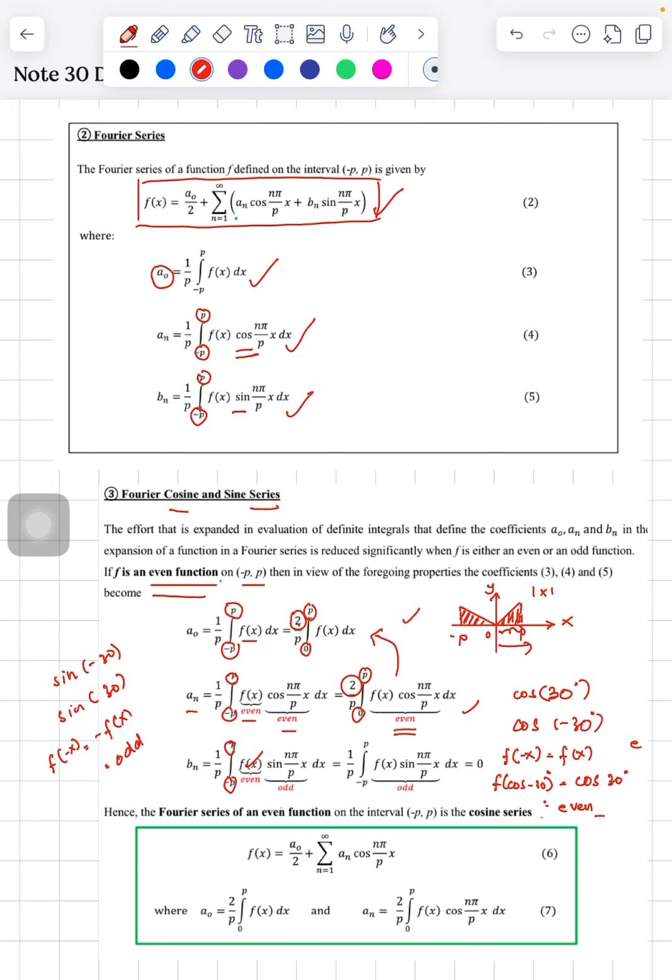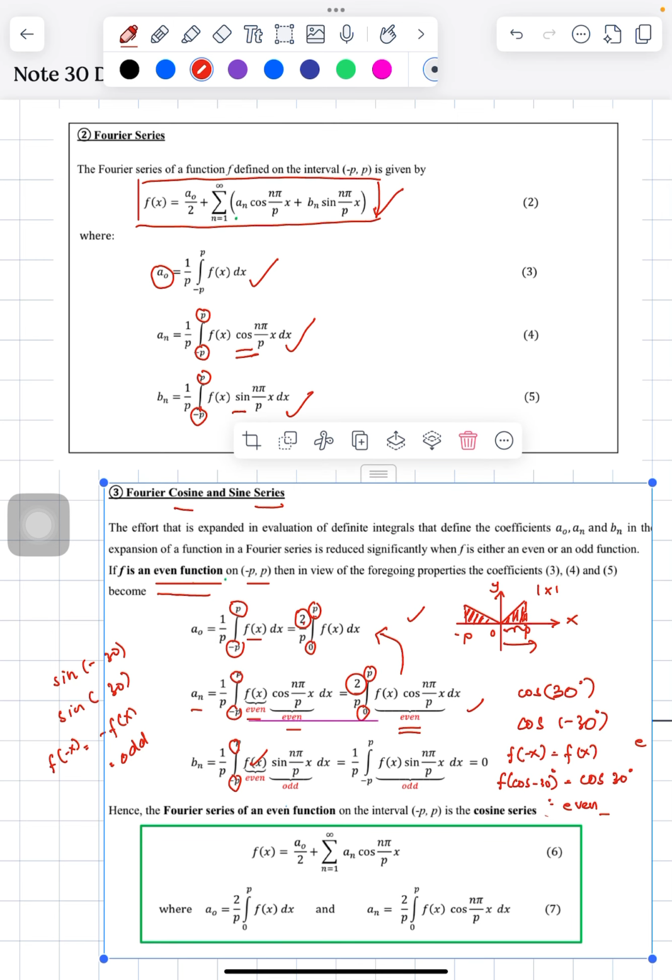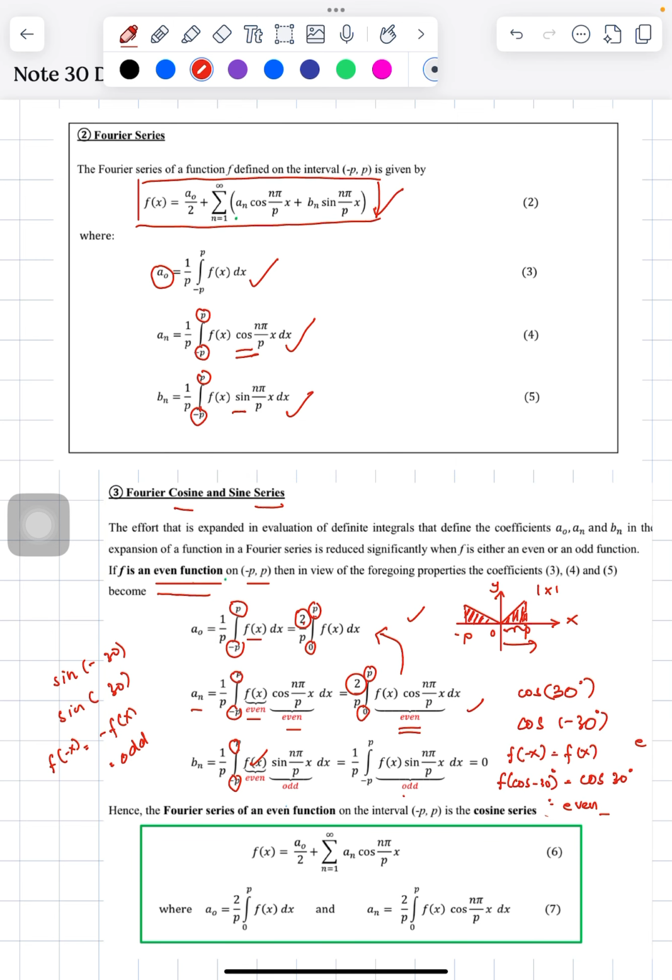So even times odd, the result is odd. So for an odd function, the integral of an odd function is always 0. Remember from the previous part, for an odd function, let's say we have this curve for an odd function. Okay, this is 0, here negative p, and here p.